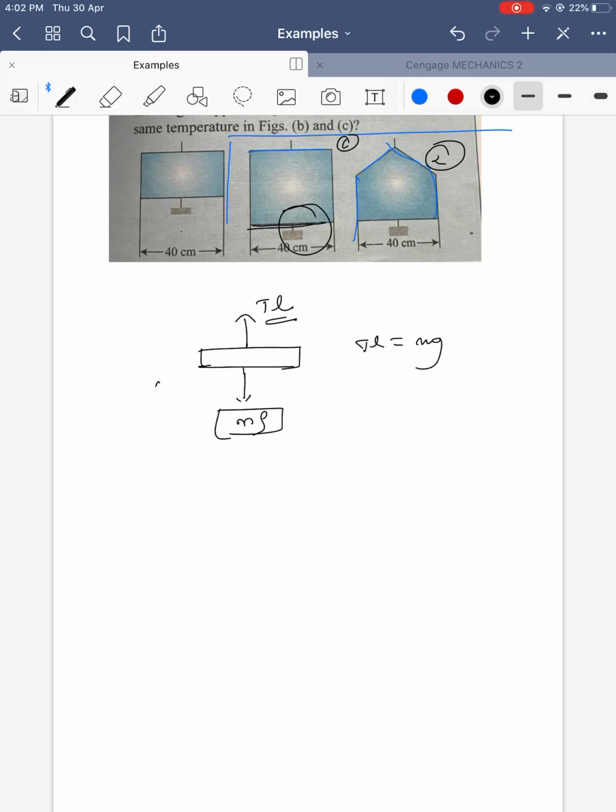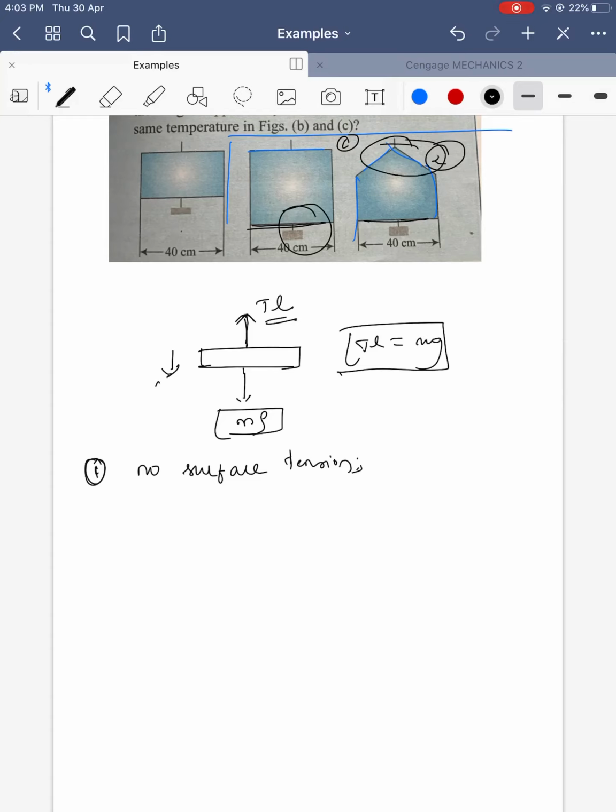Sir, why are you writing surface tension in the upward direction? If there were no surface tension, first we should assume which direction the body's tendency would be. The body's tendency will be in the downward direction, so the surface tension force acts in the backward direction. T into L is equal to mg. This is an equilibrium.